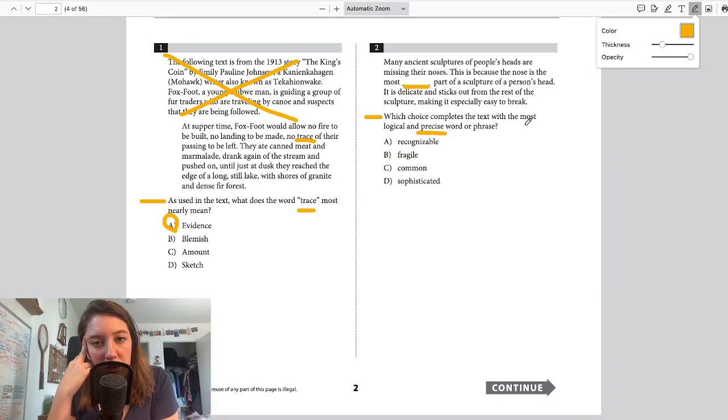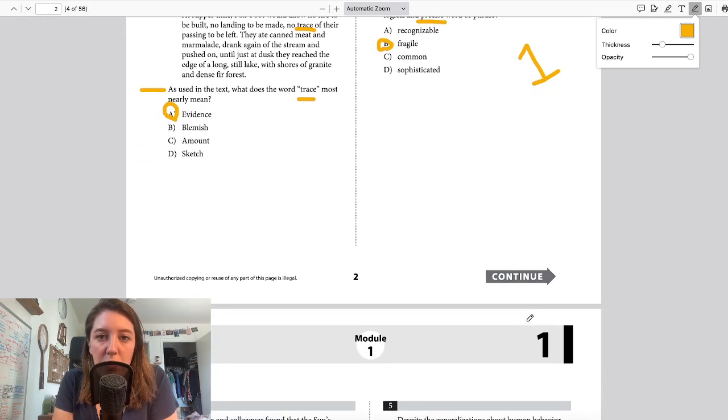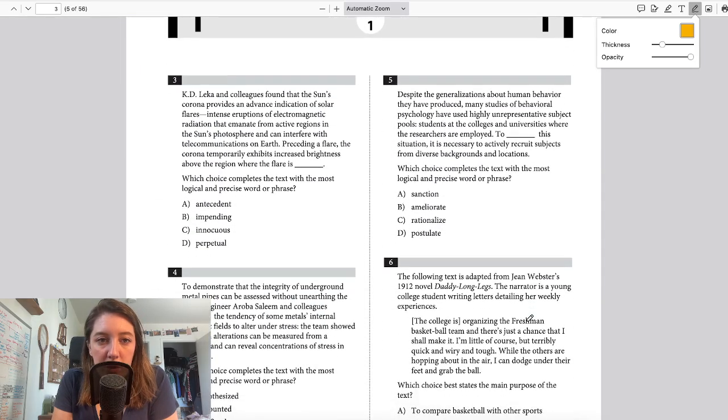So we can look around for a little context. It says, many ancient sculptures are missing their noses, right? And then it says it's delicate and sticks out from the rest, so it's easy to break. So what we get from this is we are trying to come up with a word like fragile, right? So this is fragile pretty clearly. We even get a synonym here in delicate. So this is what I call a level 1 question. You don't need a lot of pre-work or multi-step processing to knock this question out pretty quickly.